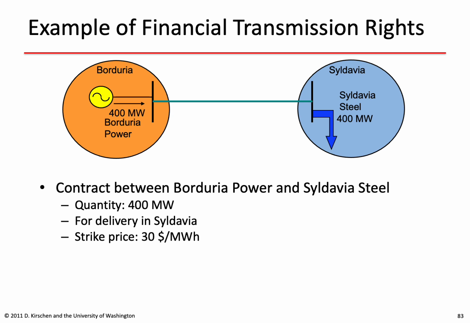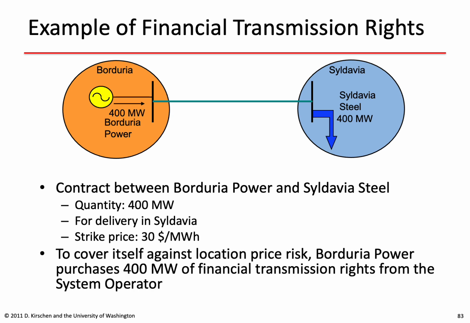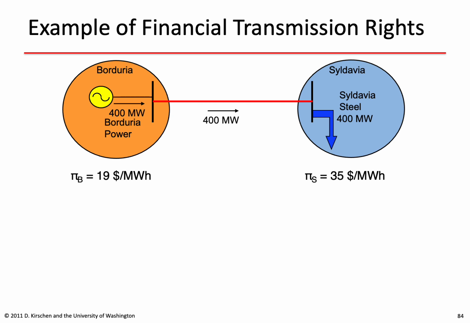So let's see how this might work in our example. Let's suppose that Borduria Power and Syldavia Steel have a contract for 400 megawatts. They have agreed that it would be delivered in Syldavia, and the strike price is $30 per megawatt hour. Now, because Borduria Power is exposed to locational price risk, it is going to purchase 400 megawatts of financial transmission rights from the system operator. So, let's suppose that the price in Borduria is $19 per megawatt hour. The price in Syldavia is $35 per megawatt hour.